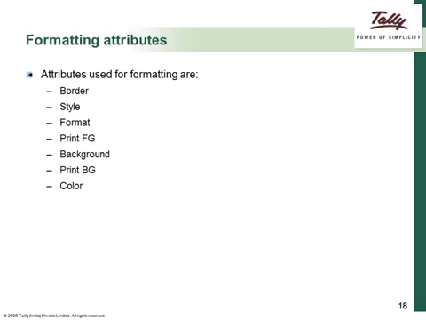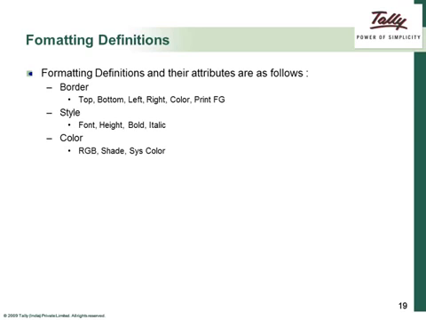Then we have the formatting attributes like the border, style, print FG, background, print BG, and color. Border, definitely we can give top, bottom, left, right. You can have a colored border for your display, and print FG for having the colored border in the printing. Then we have the style definition, for which we have font, height, bold and italic. Color, we have RGB, shade and cis color.